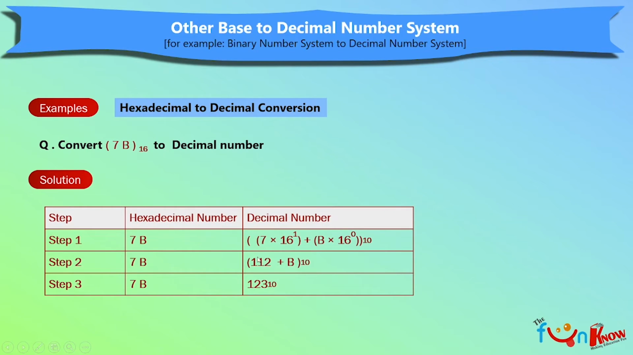In a similar way, students, here 7B, so you just write 7 multiplied by 16 raised to 1, and B multiplied by 16 raised to 0. As you know, 16 raised to 1 is 16. 16 multiplied by 7 is 112, plus 16 raised to 0 is 1, so the value of B will come as it is. And as you know, 112 plus B, that means 112 plus 11, students, right? B itself is 11. So 112 plus 11, the answer will be 123 to the base 10. So this is how you can convert the hexadecimal value to decimal, because B is 11 in hexadecimal.